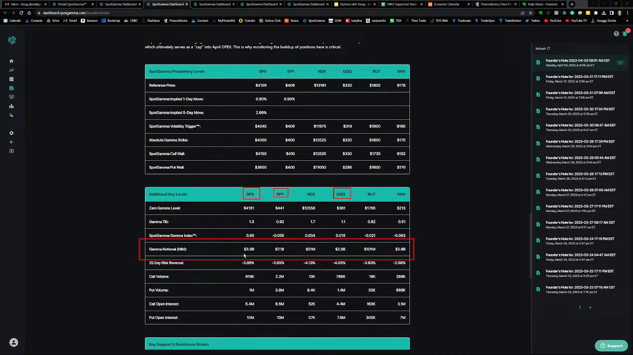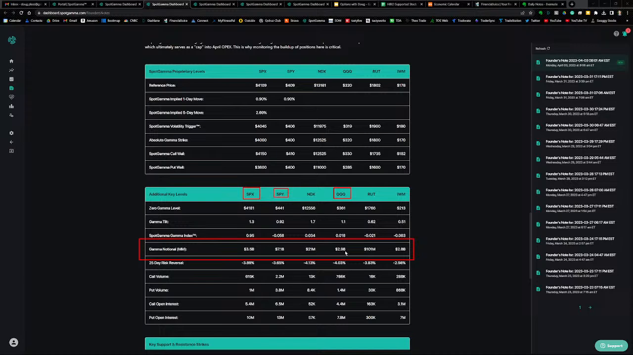So gamma notional for SPX, 3.5 billion, 7.1 billion for SPY, and then 2.9 billion for QQQ. So again, all these numbers are positive. That indicates that, for an index, traders are short calls, market makers are long calls. So they're in the positive gamma environment.